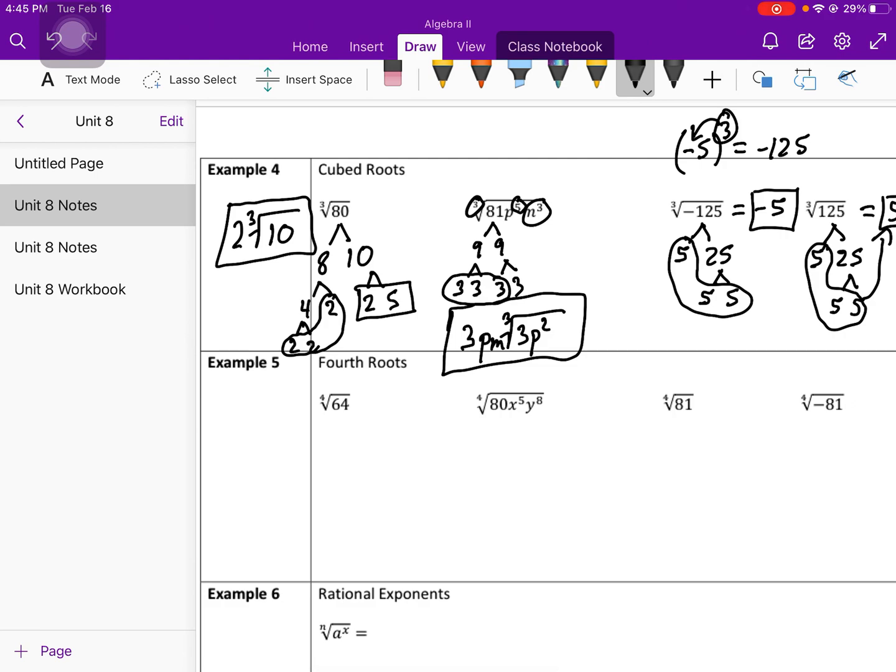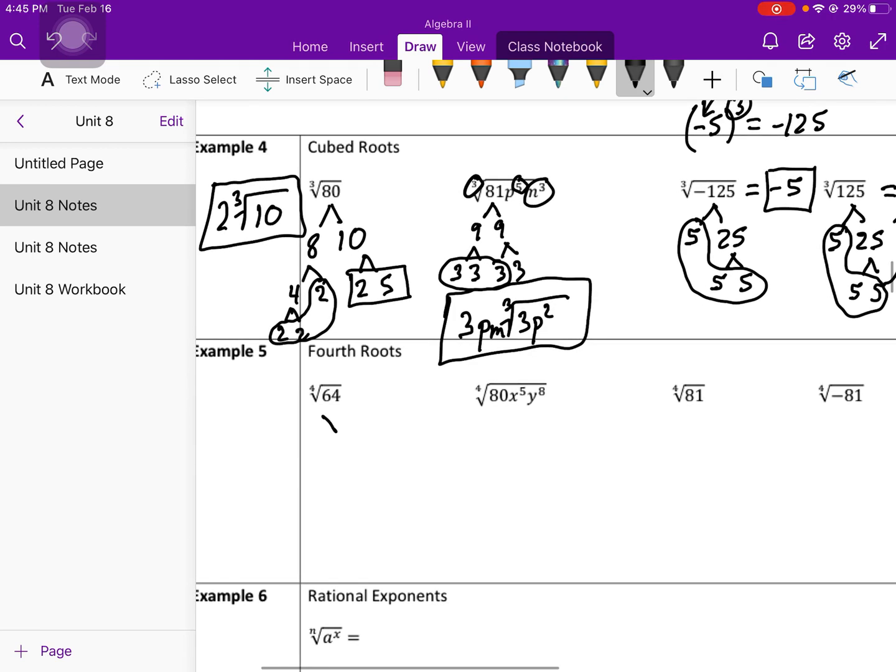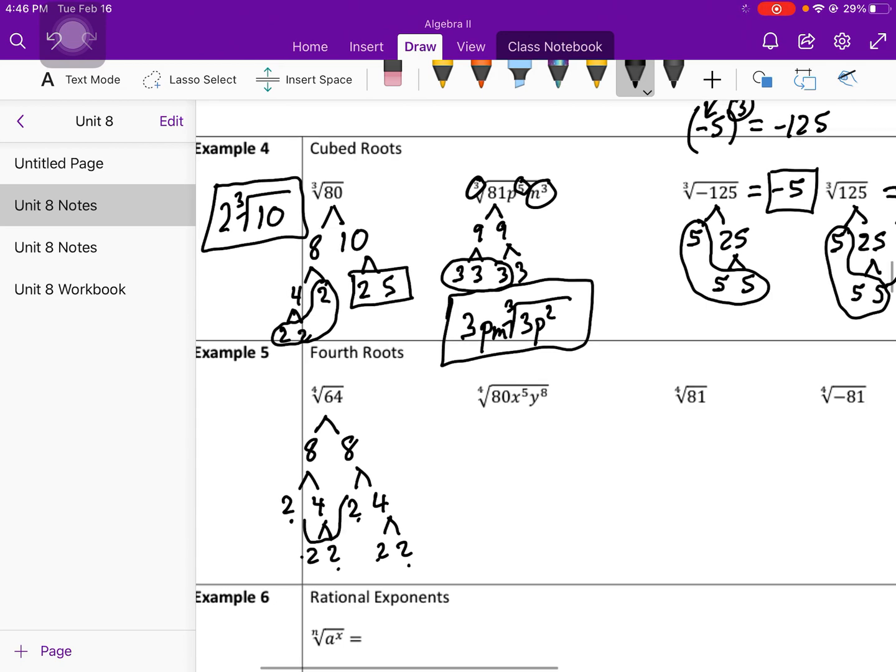Okay, so let's keep going here. So with the 4th root, we are going to break this up. As you can probably imagine, we're looking for groups of 4. So 8 and 8 breaks into 2 and 4. 8 breaks into 2 and 4, and then 4 breaks into 2 and 2, 2 and 2. So in total, we have 1, 2, 3, 4, 5, 6 2s. We need 4 of them.